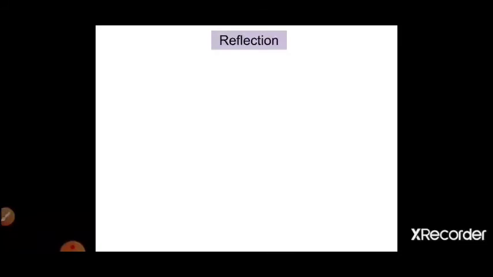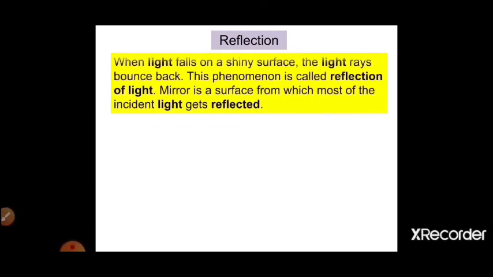If we take a mirror and keep it a little bit toward the sun, you can observe another image like the sun on the wall or on the floor. So when light falls on a shiny surface, the light rays bounce back. This phenomenon is called reflection of light. A mirror is a surface from which most of the incident light gets reflected. From that shining surface, the mirror, we get the reflection.